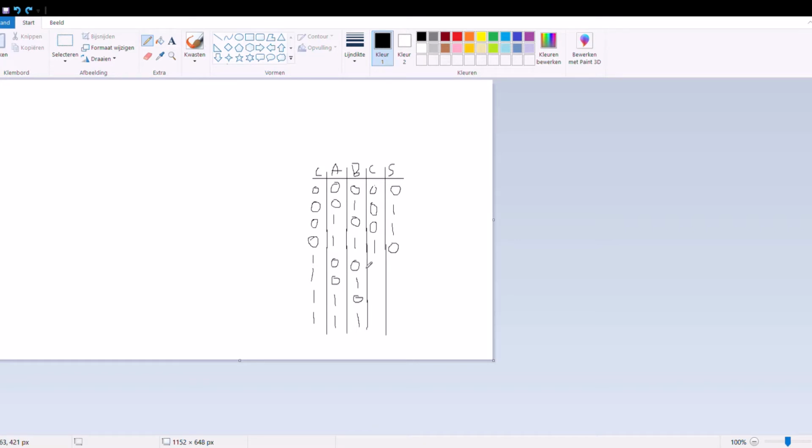1, 0, 0. 1 plus 0 plus 0 is 1. So we need to draw a 1, and the output needs to be a 1. So again, 0, 1. Here, 1, 0, 1. Same here. 2 1s, a 1, 0. That's 2. 2 is 1, 0, for both of them. Now, the last line, they're all on. 1 plus 1 plus 1 is 3. 3 is 1, 1. So that needs to be a 1 and a 1.